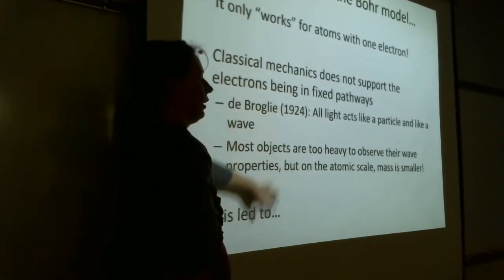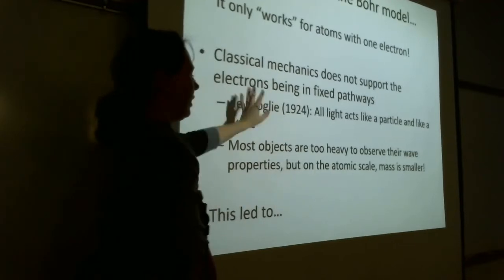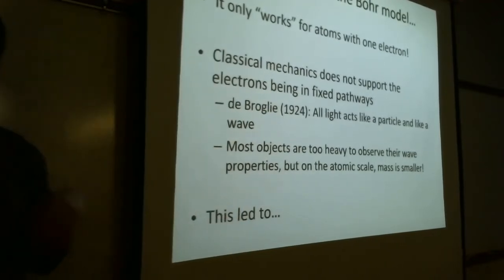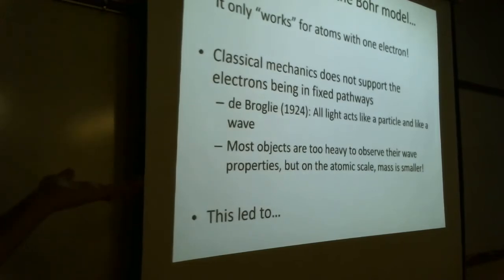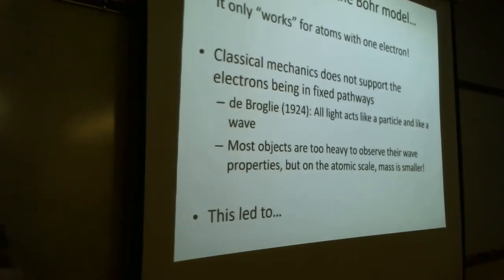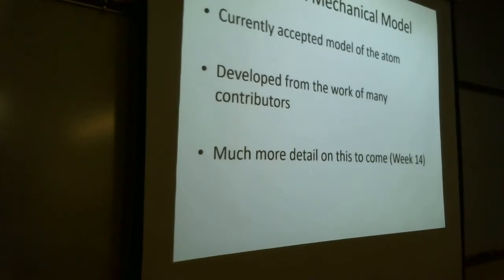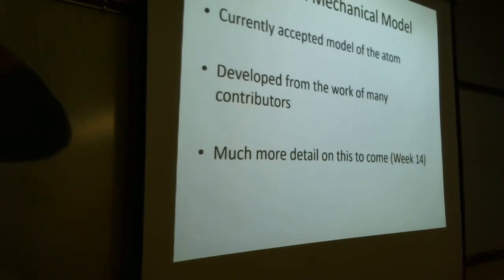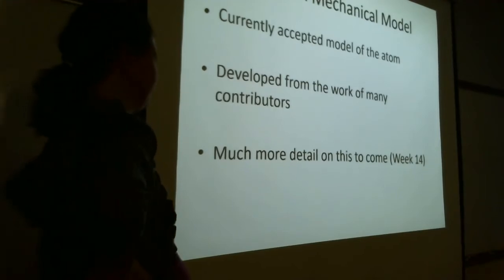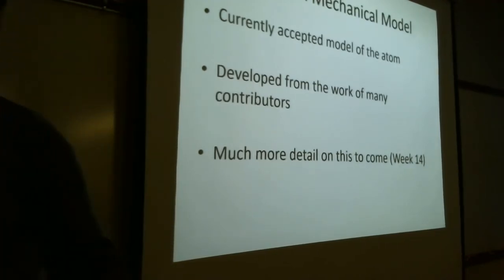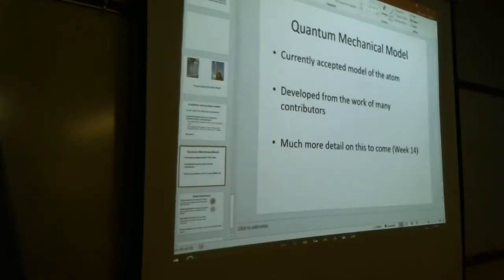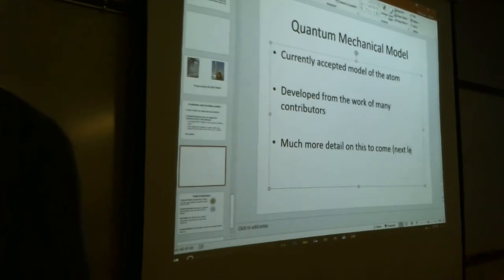That's just the gist of it, and you don't need to memorize all this stuff. That's more of a Gen Chem kind of thing. But you do need to know that the Bohr model only worked for hydrogen. Mathematics didn't support anything beyond hydrogen, which led us to the quantum model of the atom. This is the currently accepted model of the atom. There are lots of contributors, and it's not in week 14. It is in general chem, but in our class, it's next lecture.